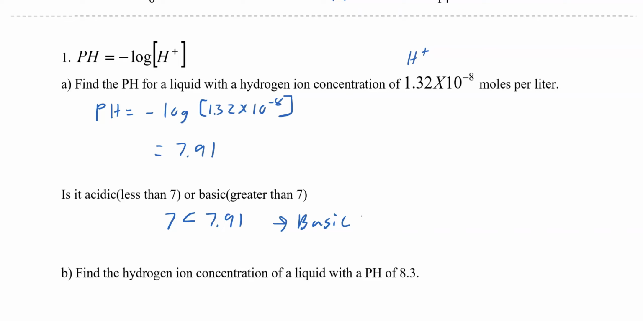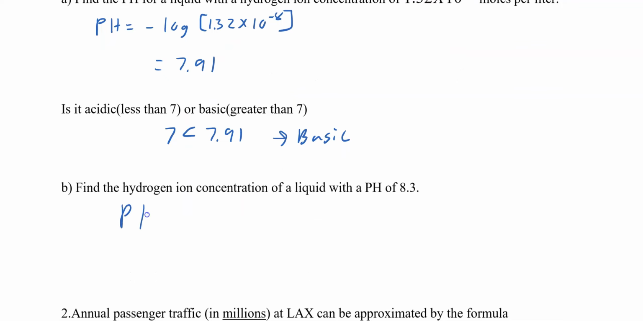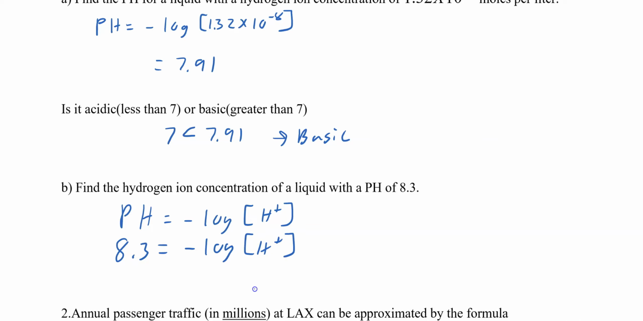All right, what if we want to do this in reverse? So we know the pH scale, we want to find the hydrogen ion concentration. Well, then we just work on it in reverse. So we take our formula, which is pH equals negative log, and then H plus. And we're looking for H plus in this case. So we put 8.3 here.